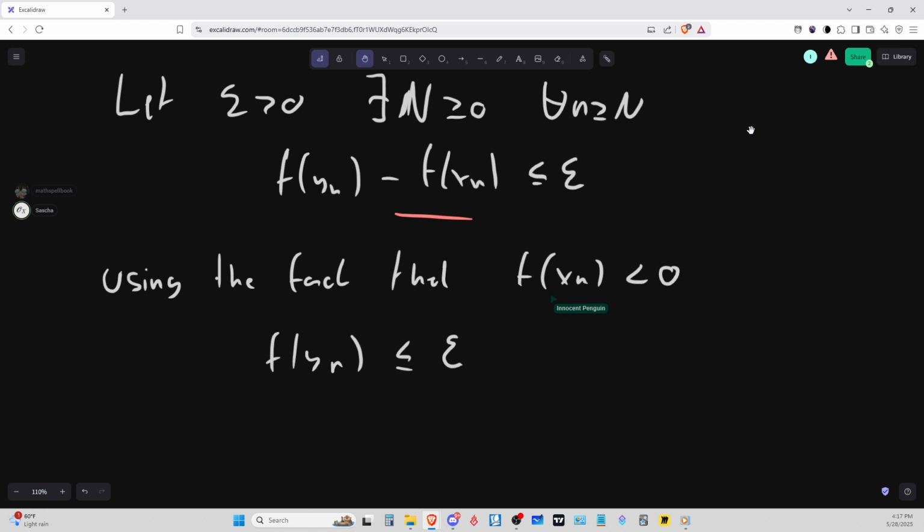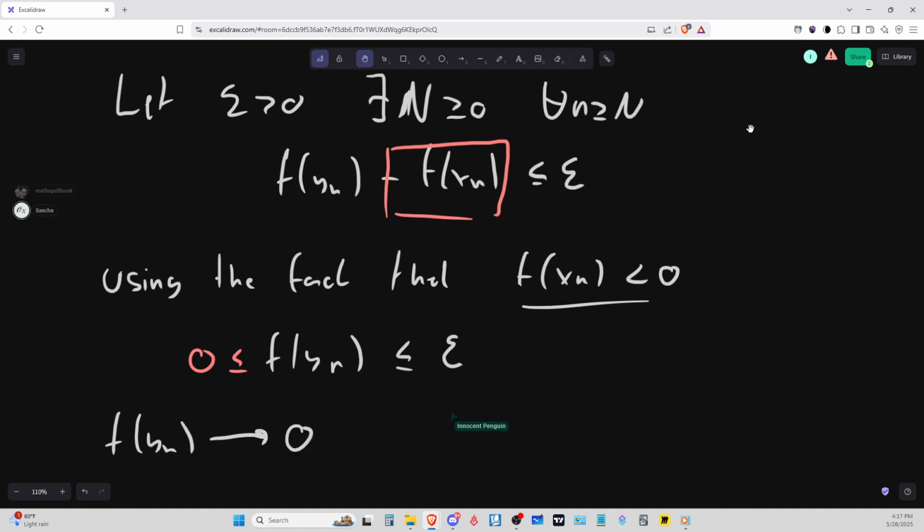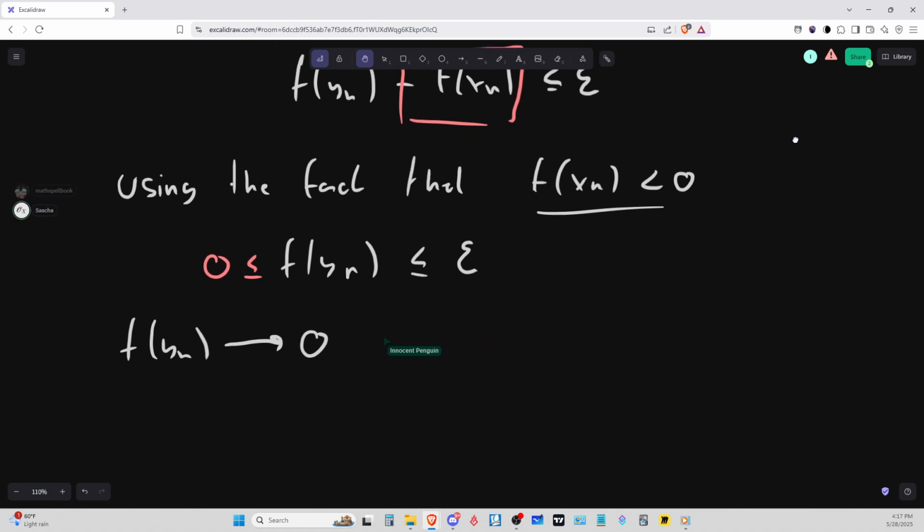Just because the fact that f of xn is a negative quantity and we are subtracting by it, so we get the thing in red. This part is positive. Therefore, if I remove it, then it's even smaller. And as f of yn is a positive quantity, we get that f of yn is stuck between 0 and epsilon, which shows that f of yn is converging to 0, which concludes the proof.